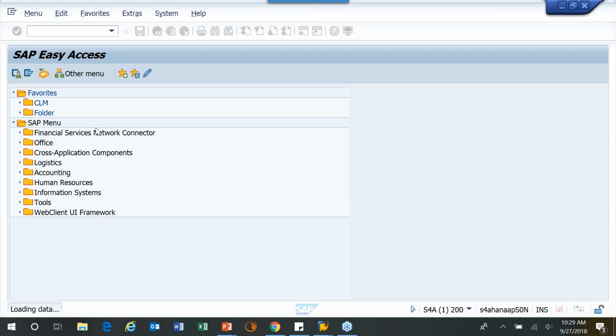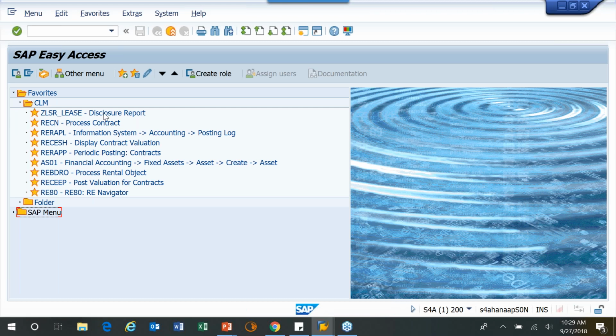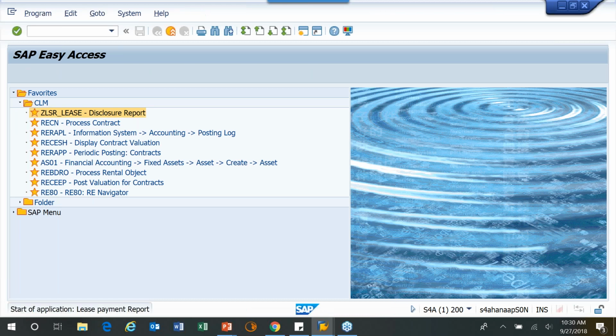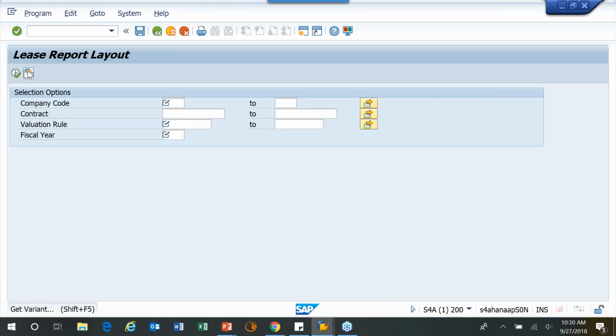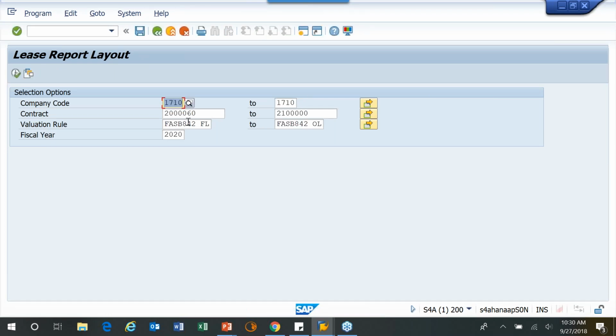All right. So to run the report that you saw in the PowerPoint, I have set up a variant. I am just pulling a range of contracts. I'm doing this both for ASC 842 finance and operating leases. I want to do a comparison of 2020 and 2019.